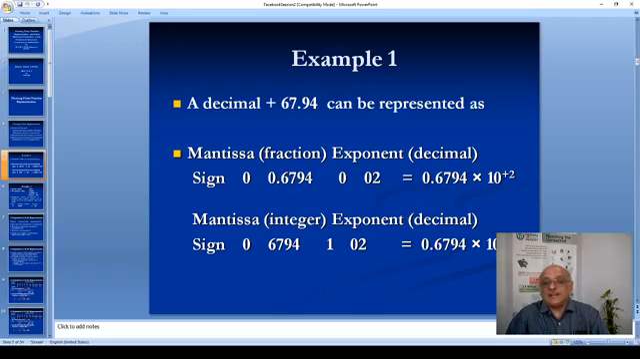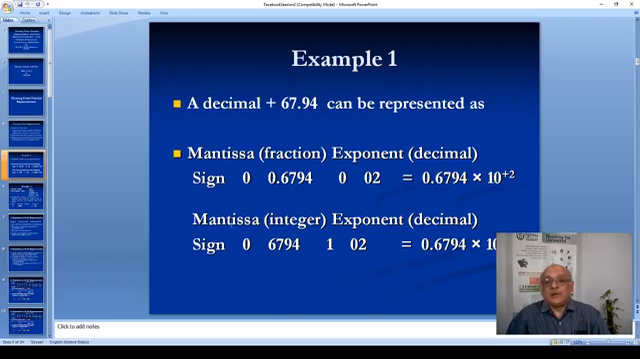So 6794. What is the value of the sign? The sign happens to be plus, and plus is represented by 0. So 0.6794. The exponent sign is also going to be plus, because the number is 0.6794 into 10 to the power plus 2. So the exponent is 2 and its sign is 0. Now the exponent is just a number, not a fraction. It is in integer form.